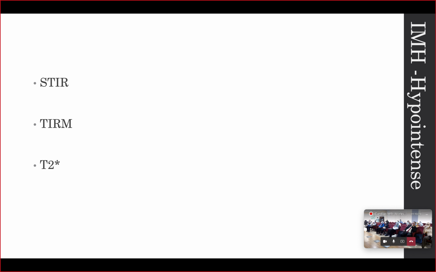The sequences used to see the intramyocardial hemorrhage would be either the STIR, which is so far the gold standard, or the T2 star. T2 star is coming, and the literature is now discussing the role of the T2 star in those patients.